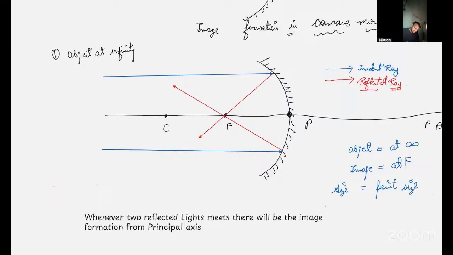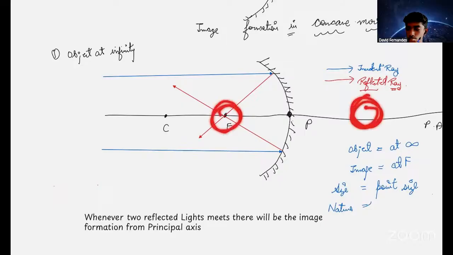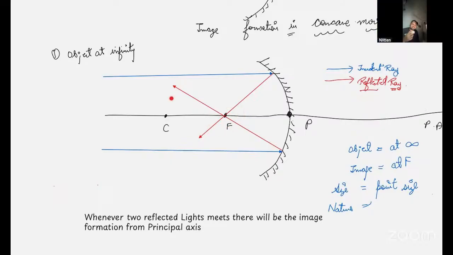And what is the nature? Now the image is formed. I will ask this question from David. David, where is the image formed? In front of the mirror or behind the mirror? Front. So is it real inverted or virtual erect? Real inverted. So the nature of the image is real and inverted.